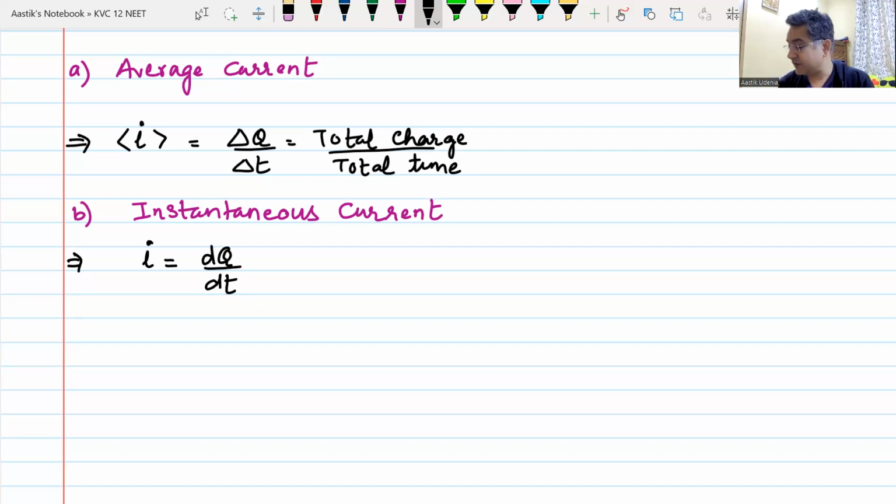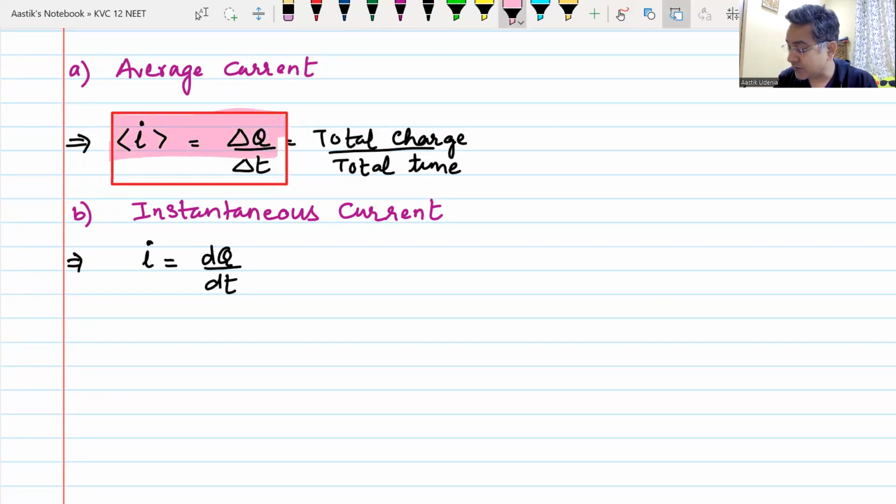So whenever someone talks about current, you must remember that he may be talking about average current. But remember, whenever he talks about average current, he will tell you beforehand to find out the average current. When someone tells you to find out the average current, then only you find out the average current.